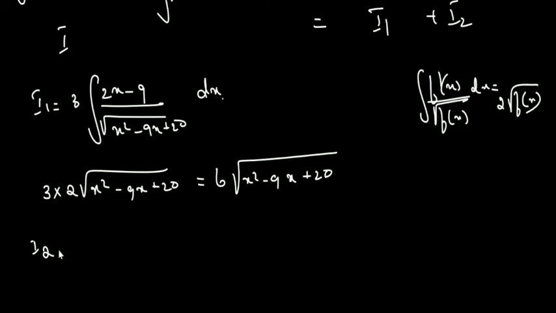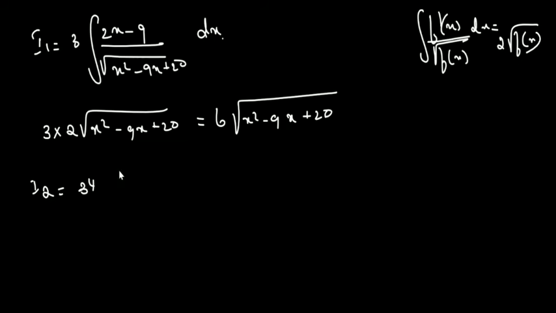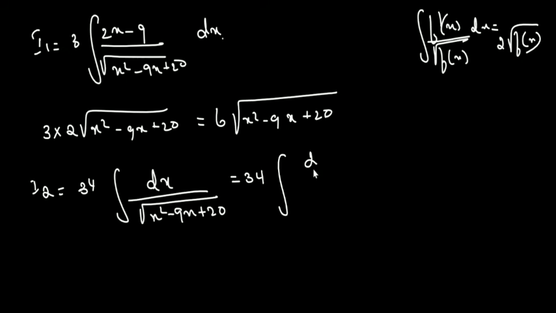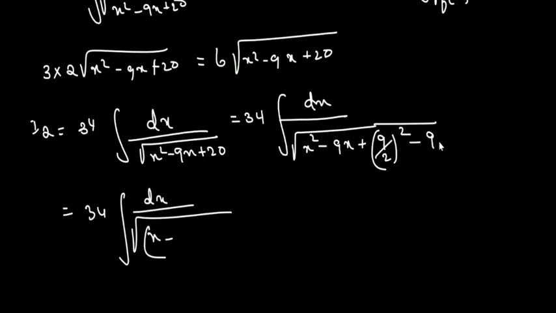Now we have to find I2: 34 into dx by root of x square minus 9x plus 20. That is equal to 34 dx by, you have to write this as a sum of two squares. For that you have to add and subtract a constant, 9 by 2 the whole square minus 9 by 2 the whole square plus 20. So that is equal to x minus 9 by 2 the whole square, 81 minus 80 over 4, which gives minus 1 by 2.